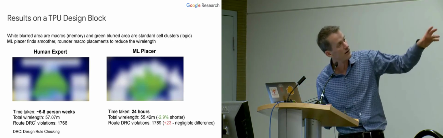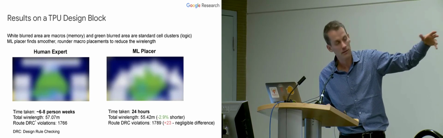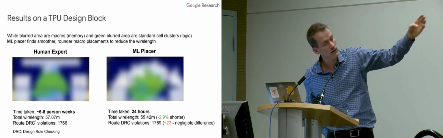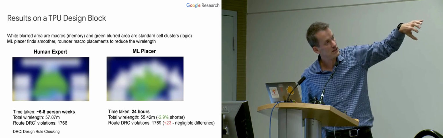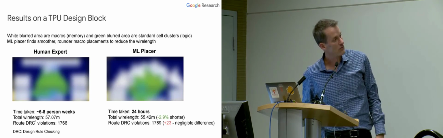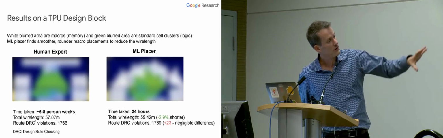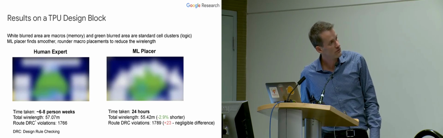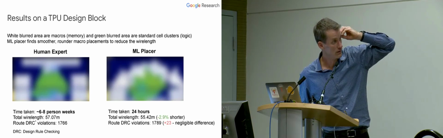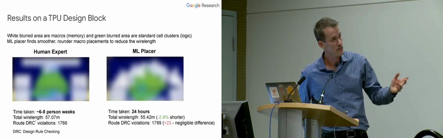And here's the results on a TPU design block. The white blurred areas are the macros, and again, the green area is kind of the logic in the chip. And what you see is, again, the relative shape of the way in which the logic is placed on the chip varies a bit by the human expert and the ML placers. And in particular, the time taken for the human expert for this particular block was between 6 and 8 person weeks. And the time taken for the ML placement was about 24 hours. And the total wire length is a bit shorter. So this is pretty nice.